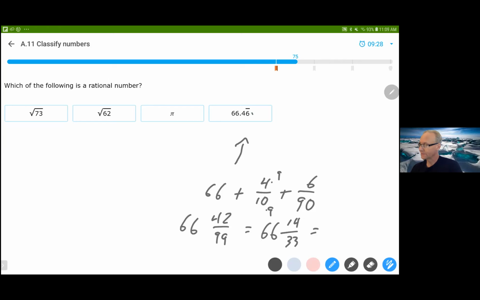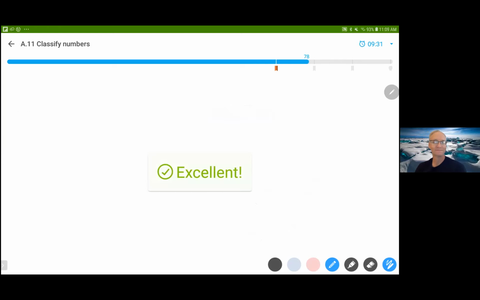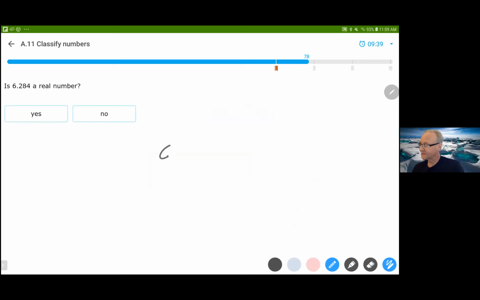But there it is. Sorry, got a little bit too loud. All right, there we go. 6.284, that is 6 and 284 thousandths. That's how we read decimals. This is the four in the thousandths place.